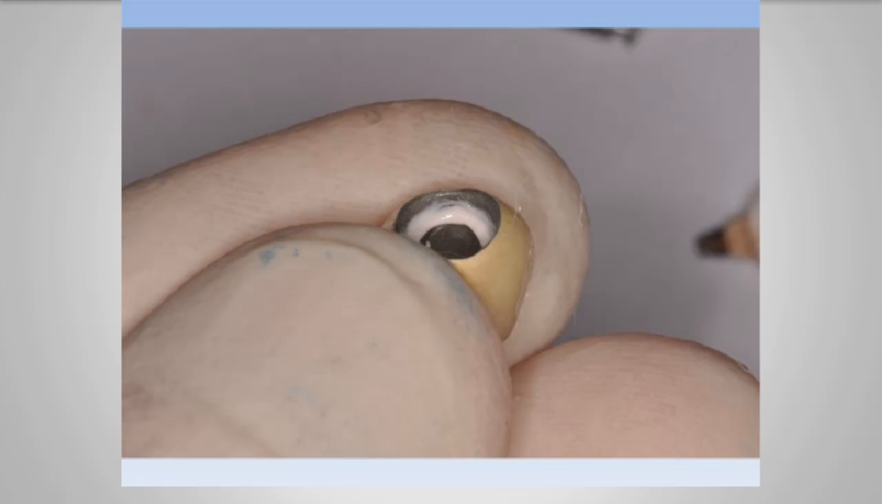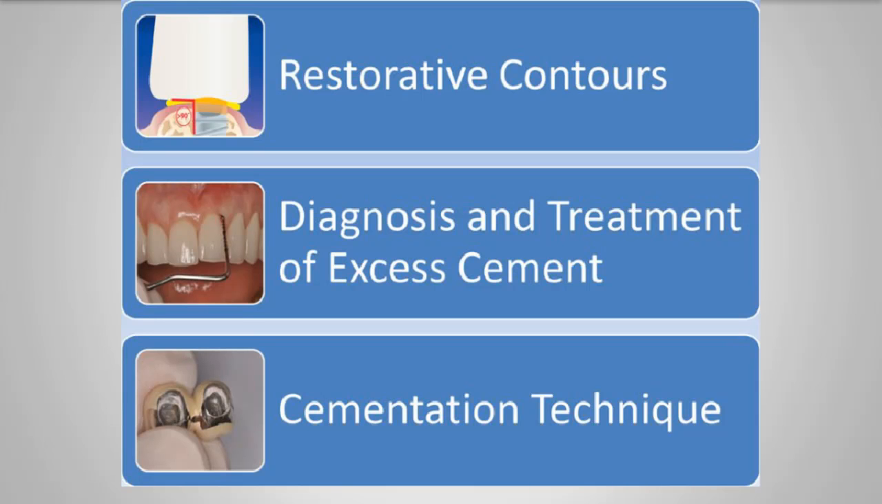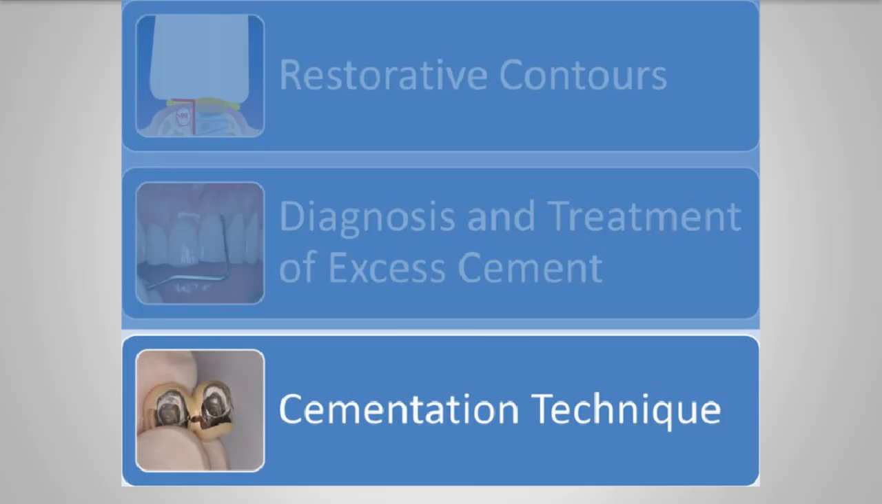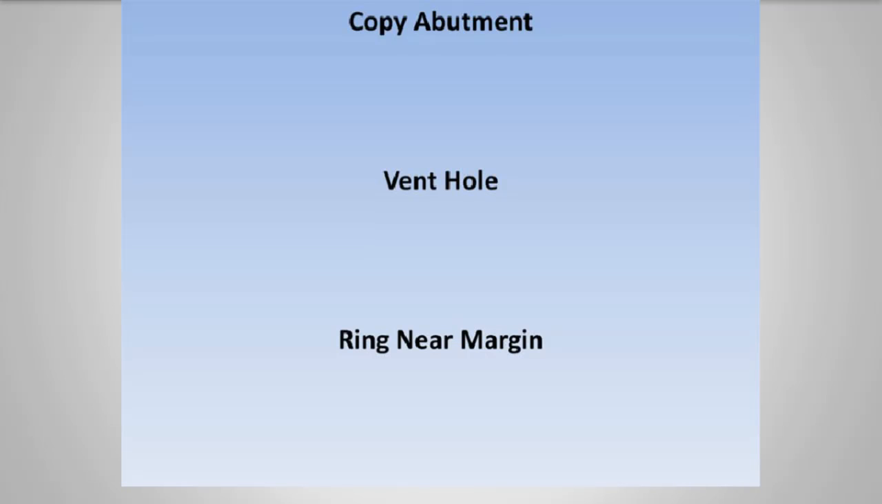So let's talk about the different cementation techniques. There's three techniques out there that are quite popular. One is to use a copy abutment. One is to use vent holes. This is becoming a more popular protocol. And the one that I like to use is putting a ring of material near the margin.